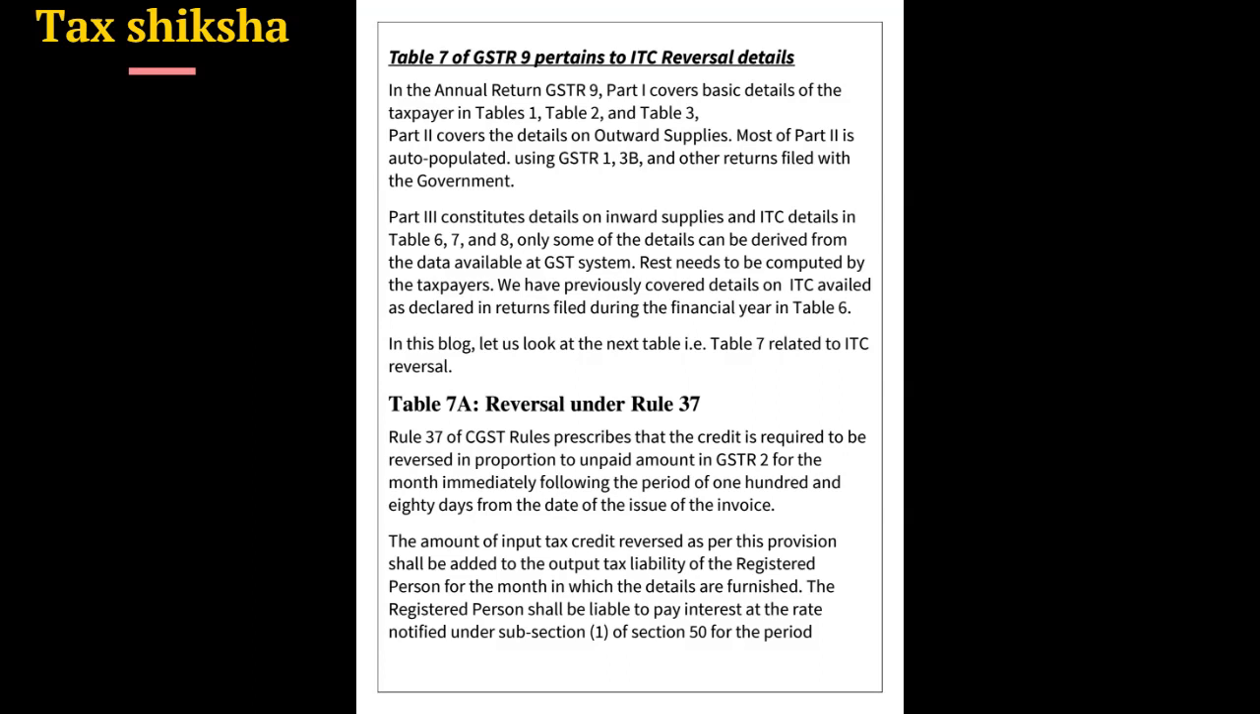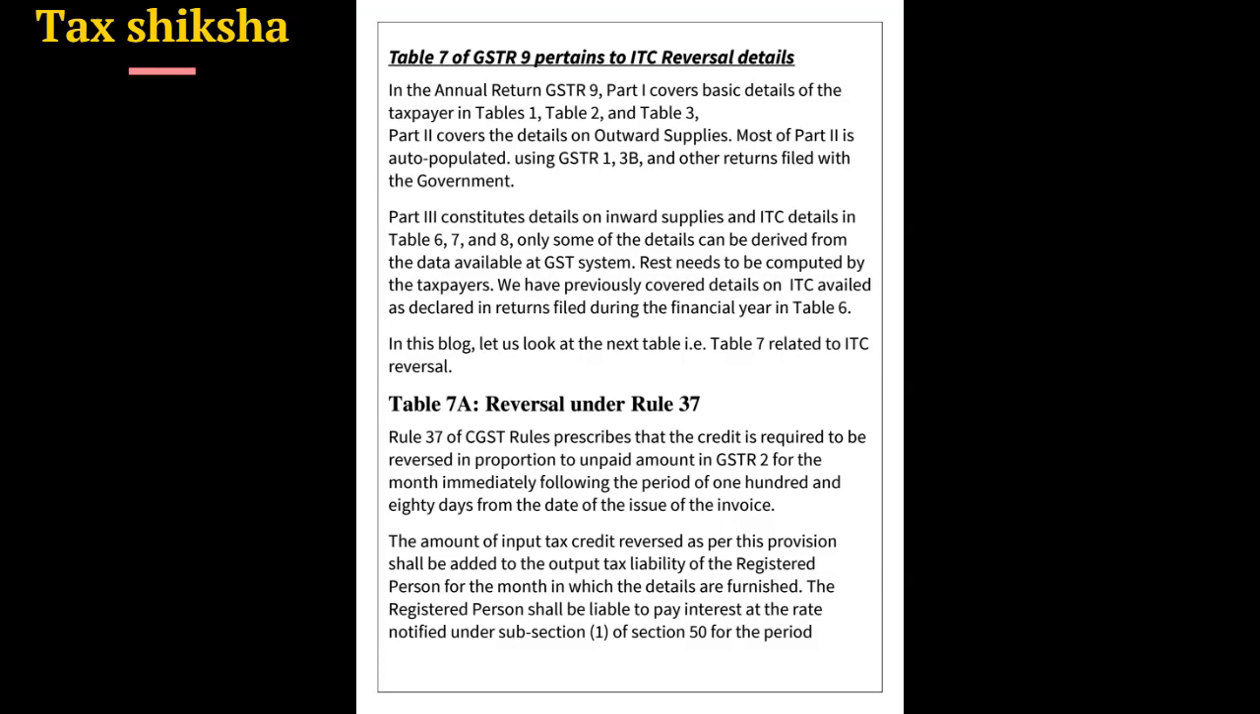Most of Part 2 is auto-populated using GSTR 1, 3B and other returns filed with the government. Part 3 constitutes details on inward supplies and ITC details in Table 6, 7, and 8. Only some of the details can be derived from the data available at the GST system. The rest needs to be computed by the taxpayers.